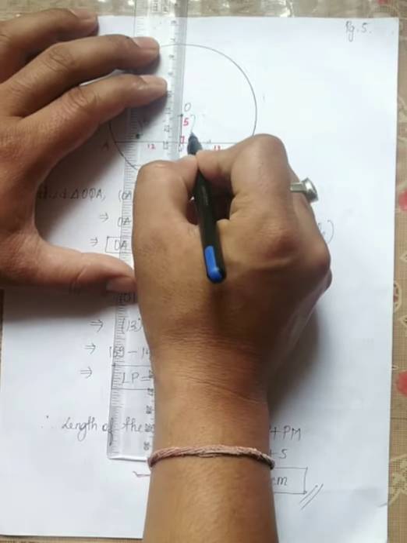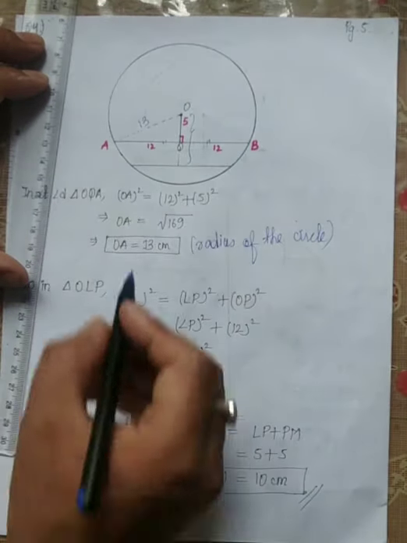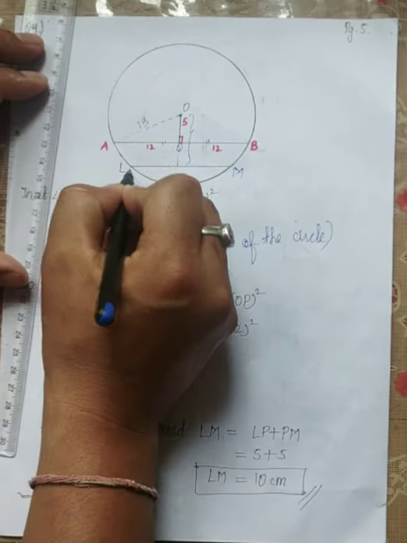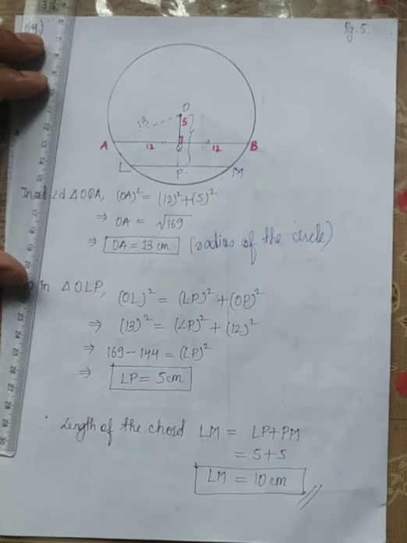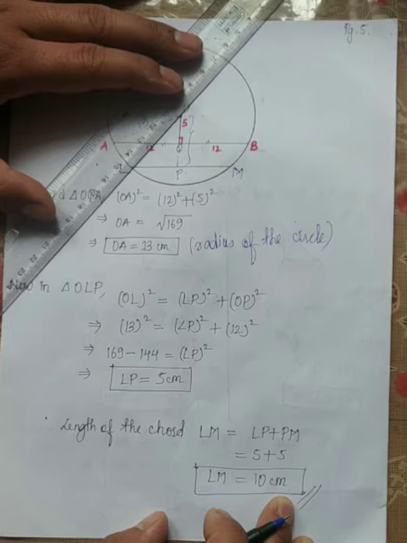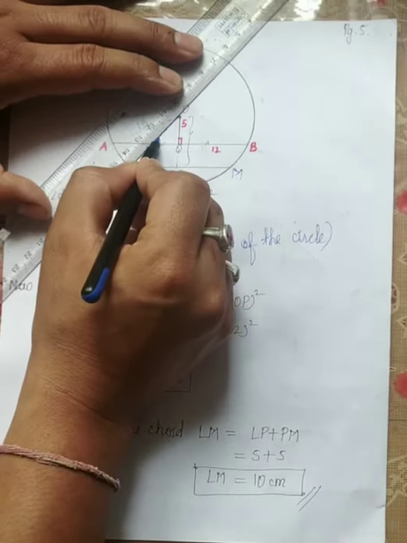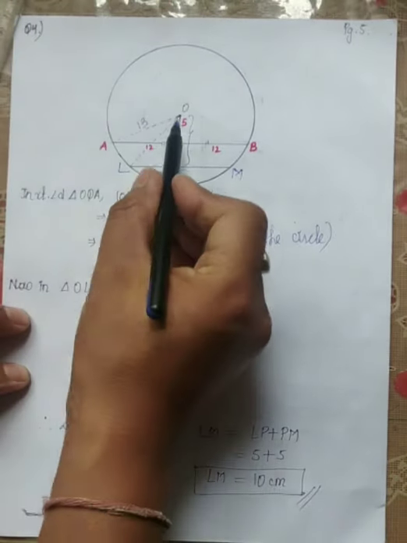So I need to find this. This is my perpendicular, and I need to find the length of LM. Okay, and yes, this I'm keeping as P. Okay, I hope you're clear. And then again, what I do from here is please join O and L, like this. Okay, join OL.